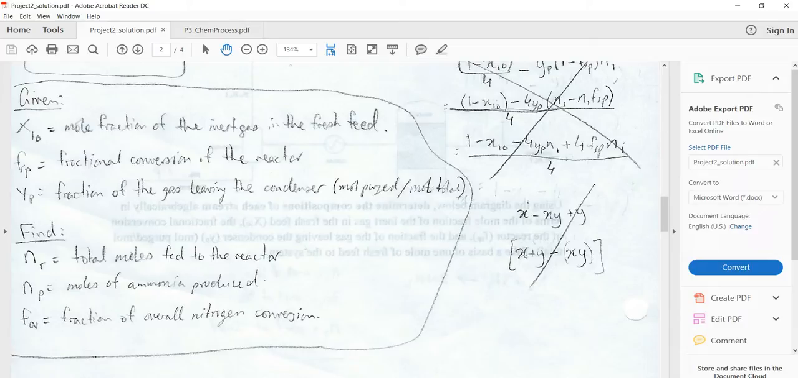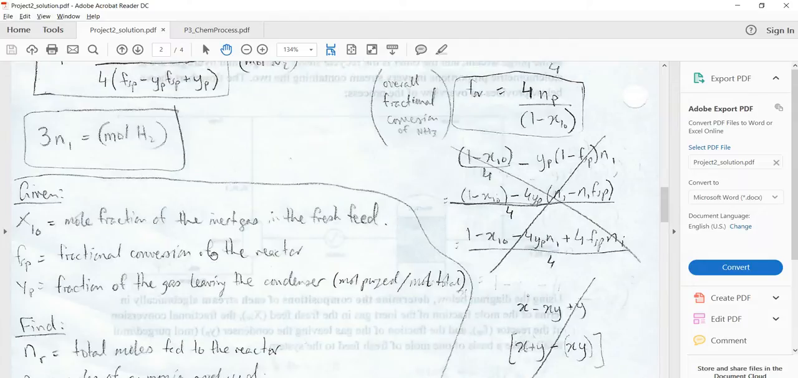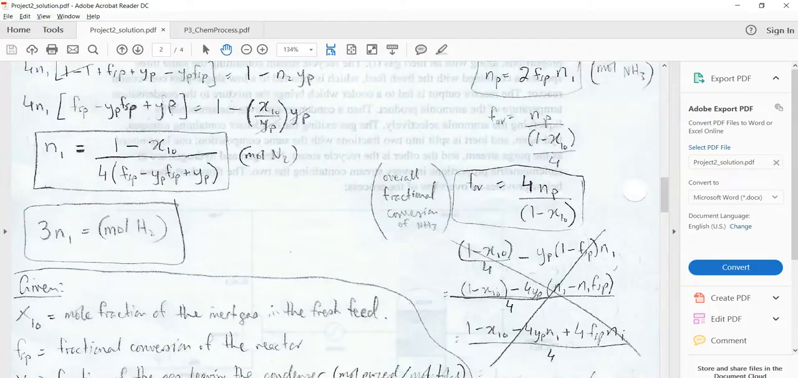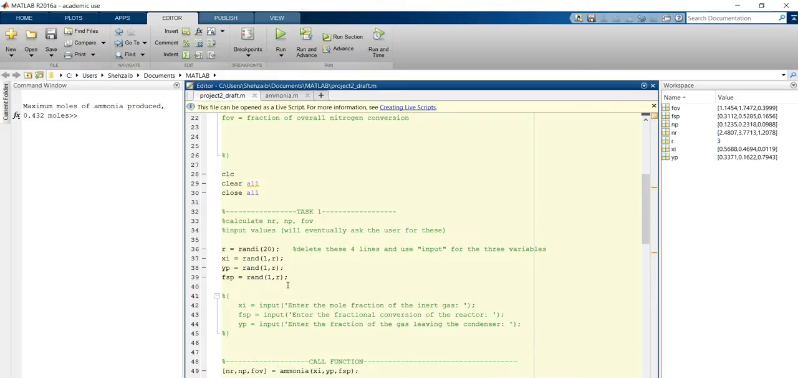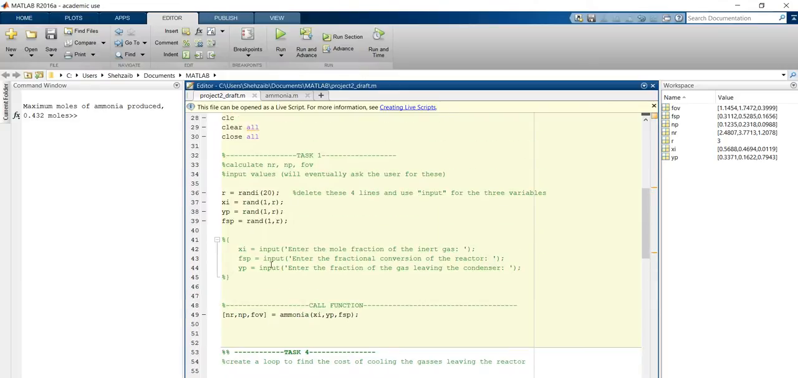So in our code for MATLAB, what we do is we use those equations right here that we just saw, and I will go through the code and finish off all the tasks. Now in this code, our main goal was to do everything in a function. And so the user is going to enter 3 variables, xi, FSP, and yp, and we will provide them with the total number of moles of ammonia, the number of moles fed into the reactor, and then the overall fractional conversion.